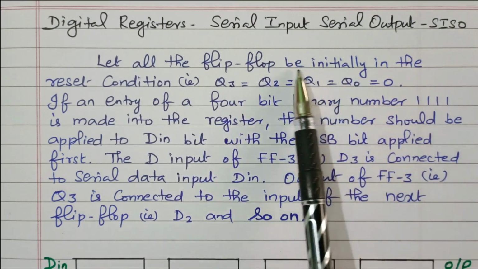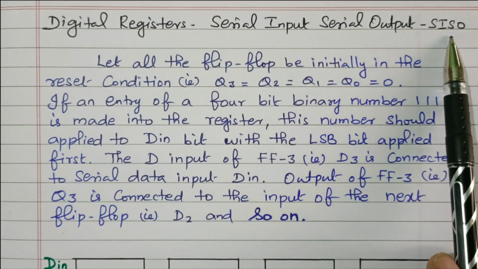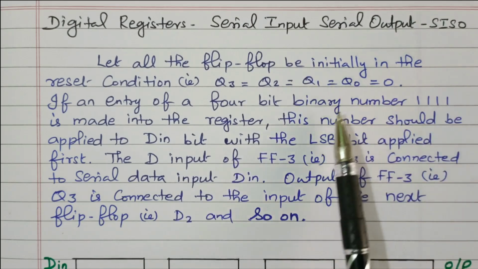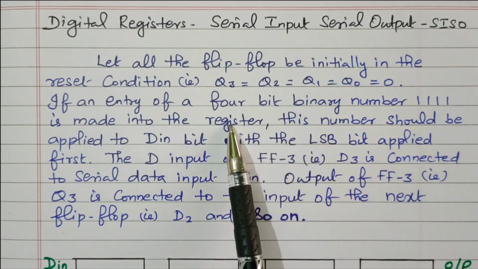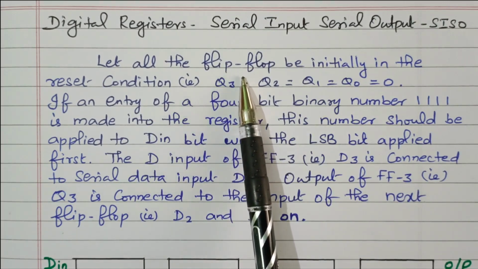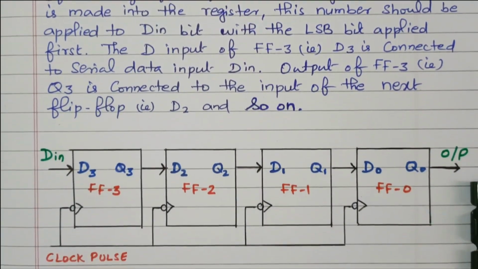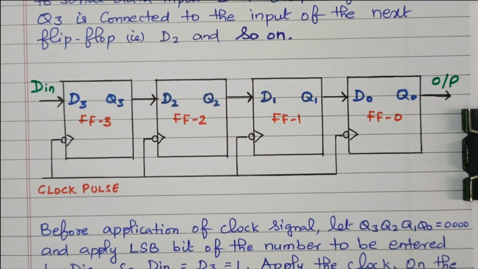Now we'll go to the topic. The type is serial input and serial output, SISO type of register. Then we know that the register is made up of a flip-flop. Flip-flop is the temporary storage device, so it will store the 1-bit data. Now first we will see the block diagram. Block diagram of the serial input and serial output SISO digital register.